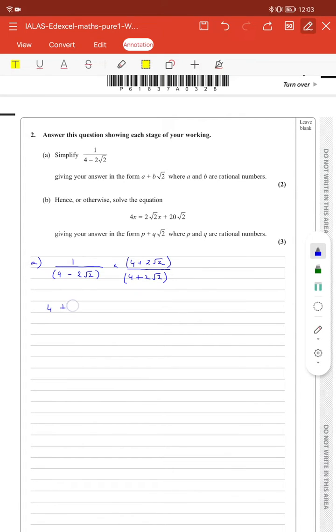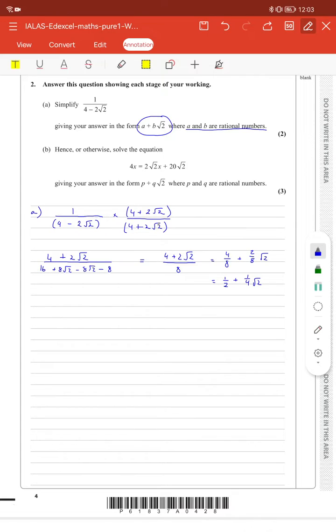And on the top, we're going to get 4 plus 2 root 2. And on the bottom, we're going to get 16 plus 8 root 2 minus 8 root 2 minus 8. And that would give us 4 plus 2 root 2 all over 8. And now it says a and b are rational numbers, and it wants it in this form here. So we can split it as 4 over 8 plus 2 over 8 root 2, which would give us a half plus a quarter root 2.